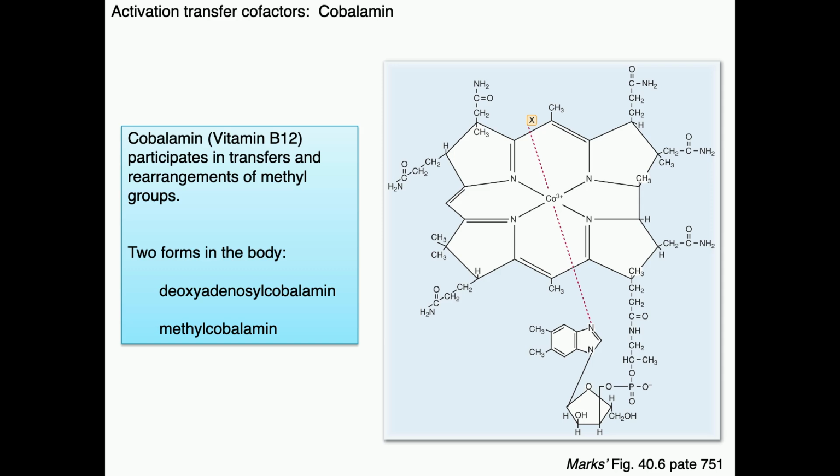So there's a cobalt atom in the center. Then we have this 4-ring structure. Then below the ring, kind of into the screen, is an adenosine nucleotide. And then over the cobalt atom is either a methyl group or another nucleotide. So in our body, this is either deoxyadenosylcobalamin if this is a nucleotide, or it's methylcobalamin if this is just a methyl group.